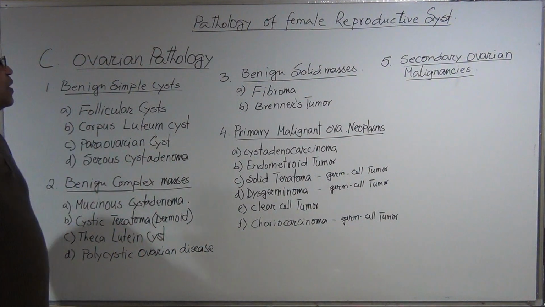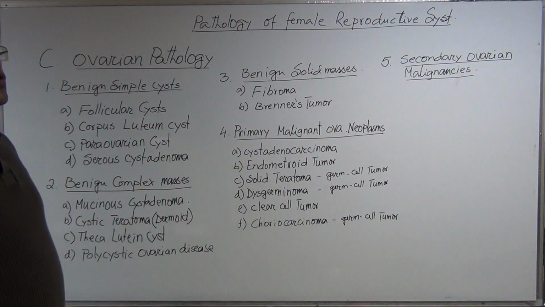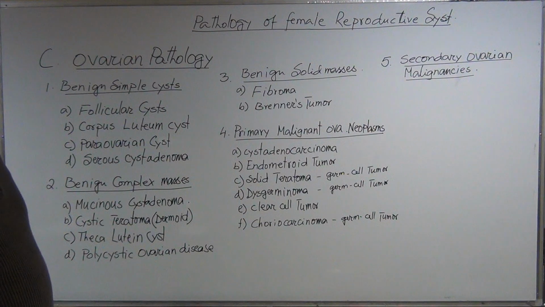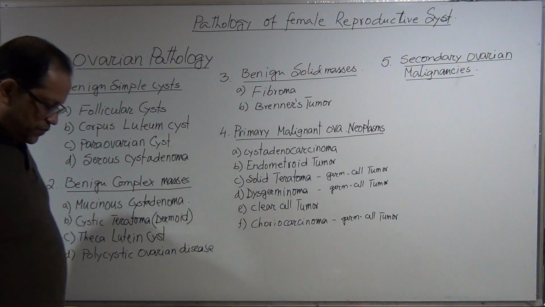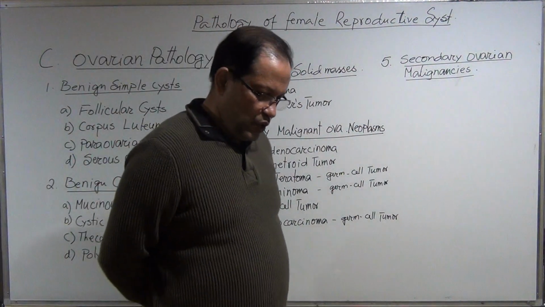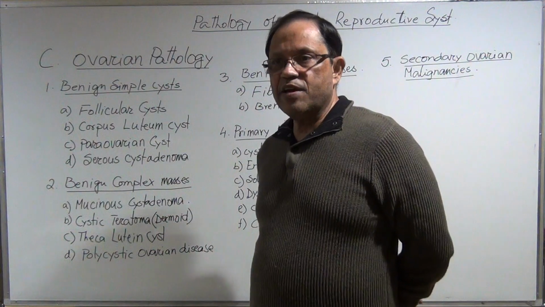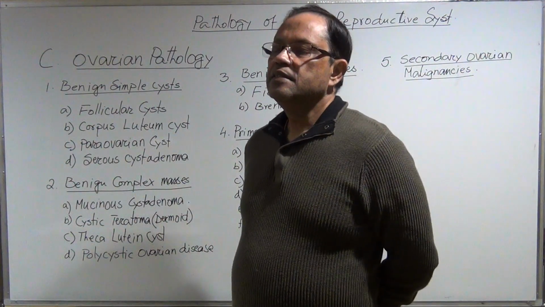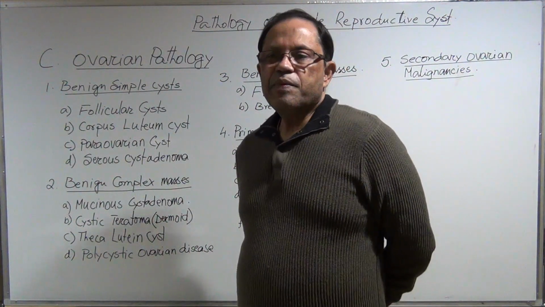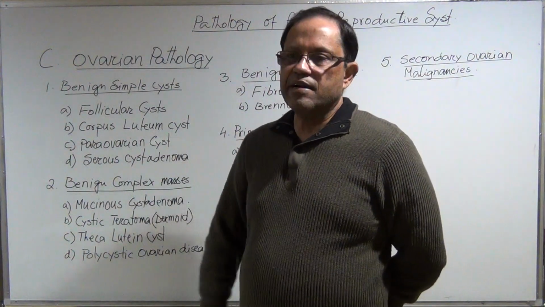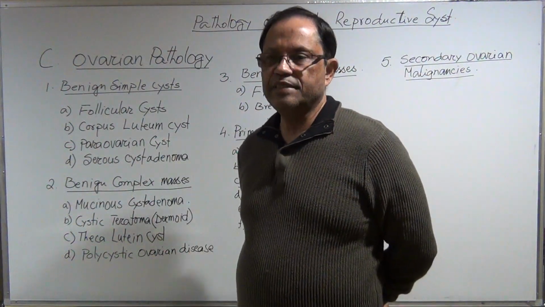One is a follicular cyst. We also call it a functional cyst. That means that cyst comes from the Graafian follicle. The Graafian follicle is a pretty good size. Average is 2 centimeters in diameter.